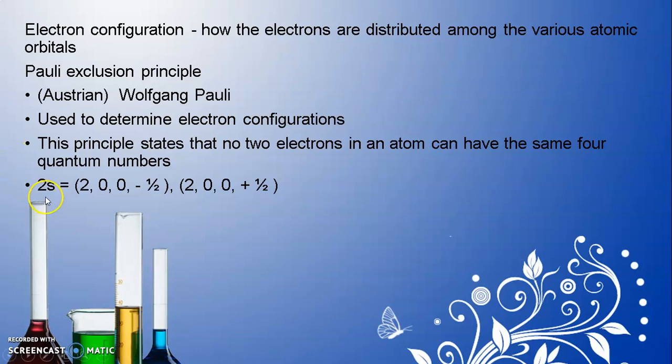For example, in your 2s orbital, s can occupy a maximum of 2 electrons, so the quantum numbers of your 2s are 2, 0, 0, -1/2 and 2, 0, 0, +1/2. So no 2 electrons have the same 4 quantum numbers.